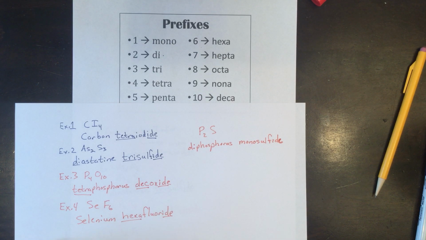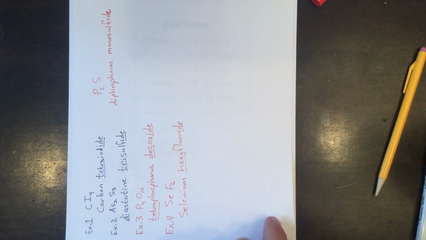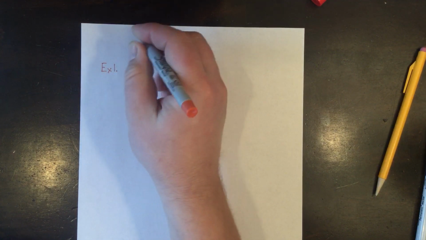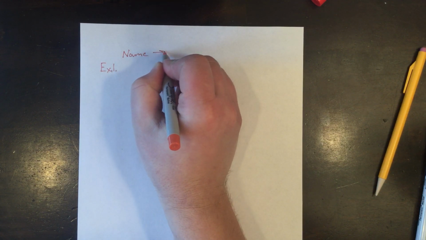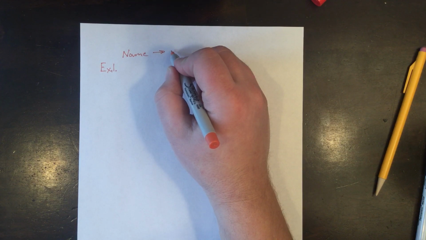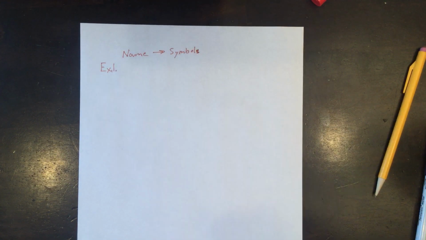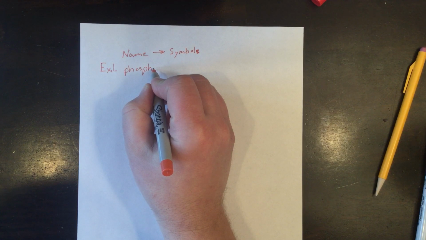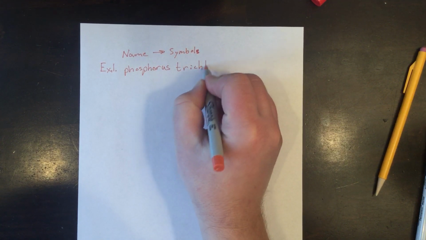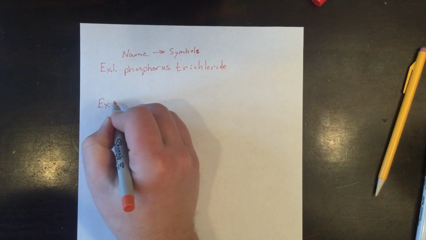Now I'm going to do examples where you're given the name and then you just have to write it out. Actually, these are a lot easier, if you ask me, than ionic. So for this one, we're going to do name to compound. Like the chemical compound, H2O, that sort of thing. Okay. So first off, phosphorus trichloride. I'm just going to go ahead and write these out.